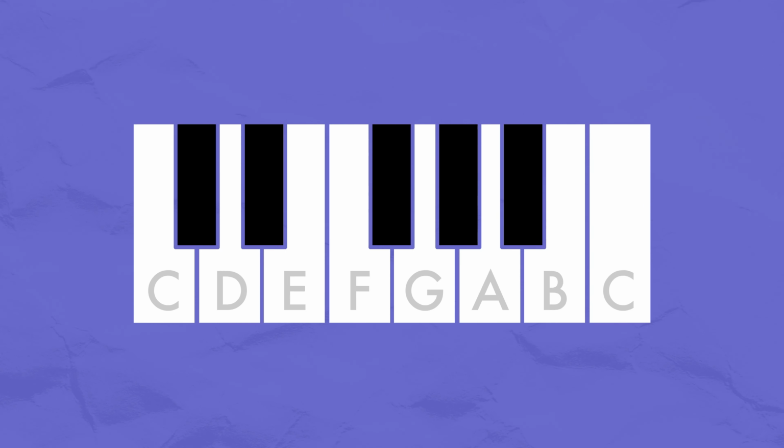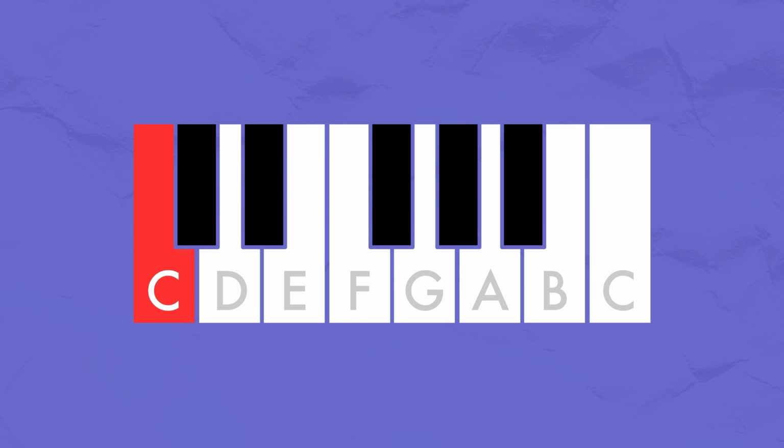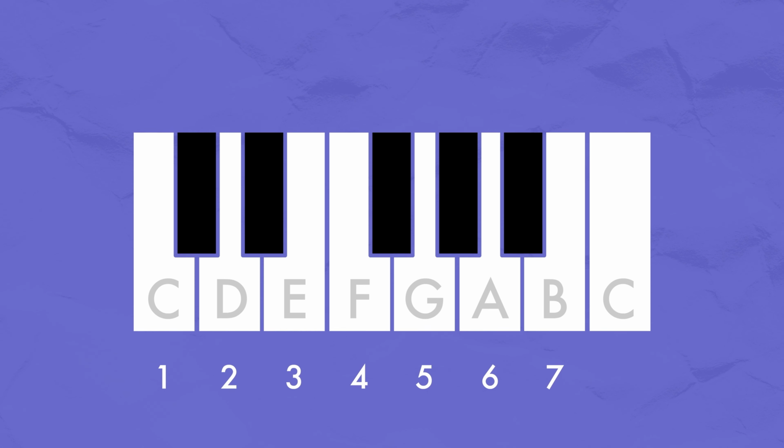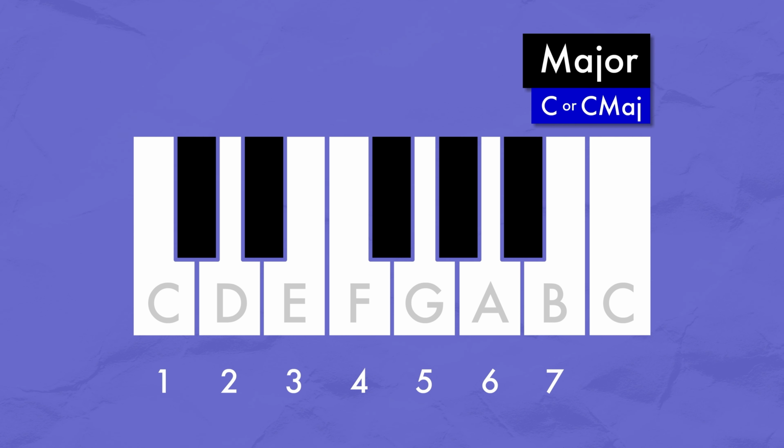Alright, so we're going to build chords where the root note is C. First, let's number the notes on the C scale from 1 to 7. These are called the degrees of the scale. Number 1 is called the tonic, and it defines the name of the chord. In this case then, we'll be building C chords. The most basic chord we can build is the C major chord.